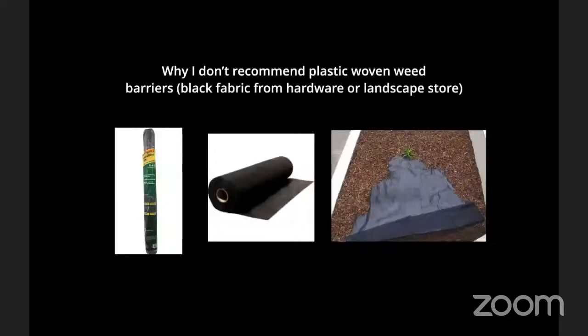I never recommend using this stuff, the woven plastic weed barrier. You can buy it at Home Depot. You can buy it at the landscape supply store. A lot of contractors use it because it's quick and simple. And for the first number of months, it does a good job at preventing the grass from growing back. This stuff says that it allows air and water to penetrate. And at the beginning, it does.